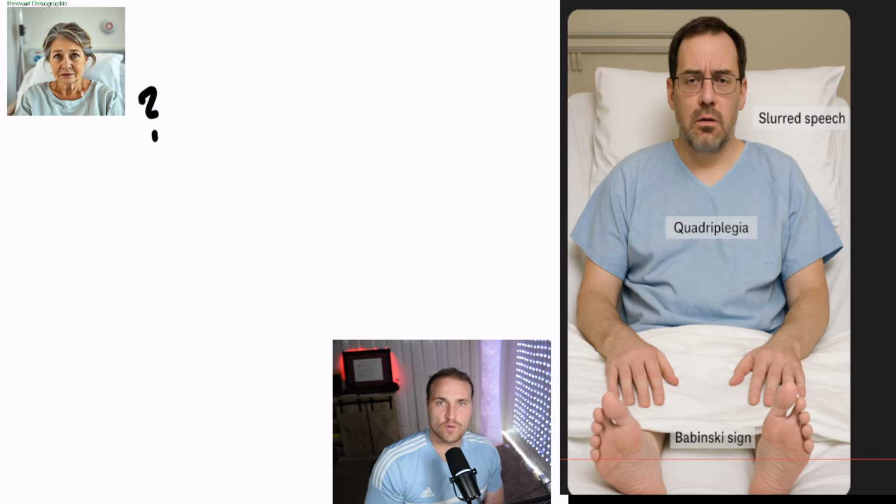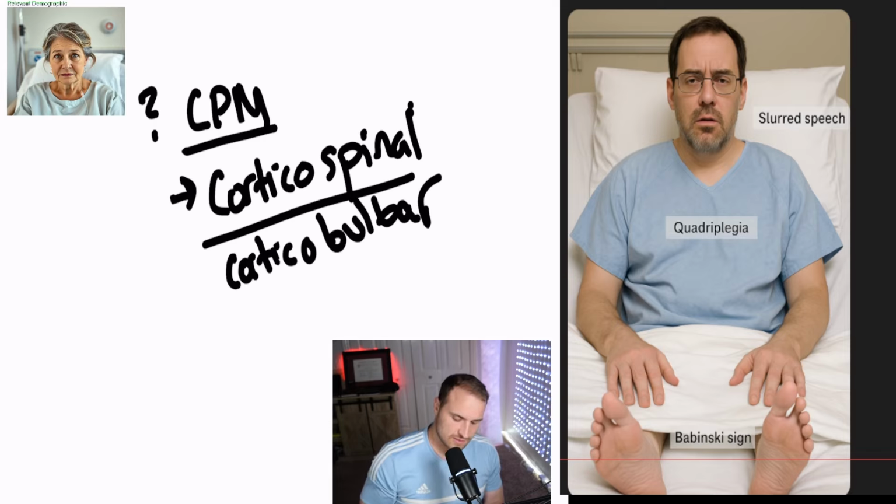But just a quick recap, which tracts are affected in central pontine myelinolysis? The answer is the corticospinal and the corticobulbar.